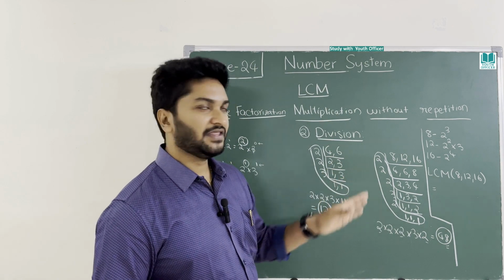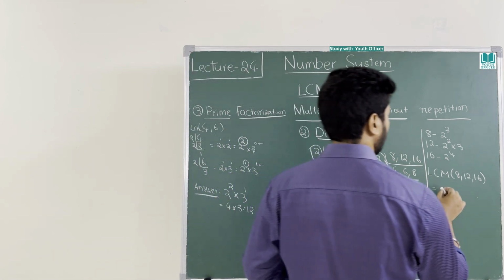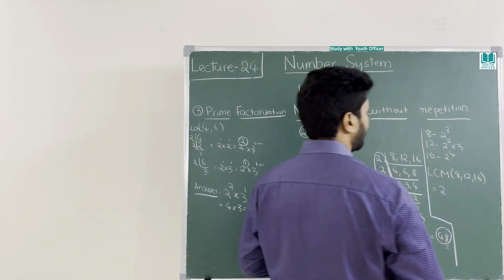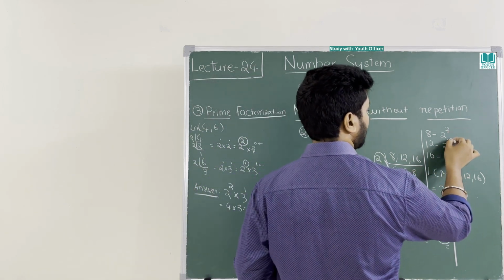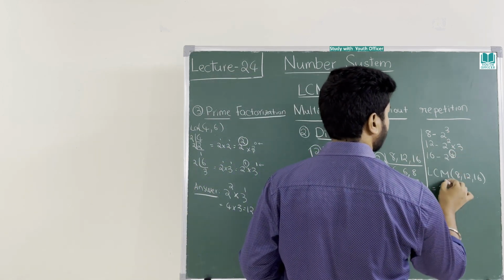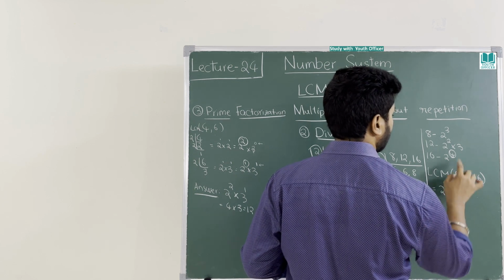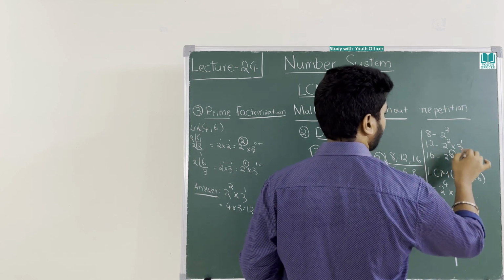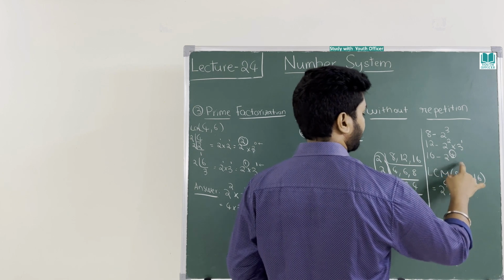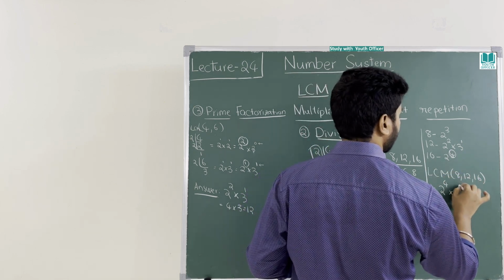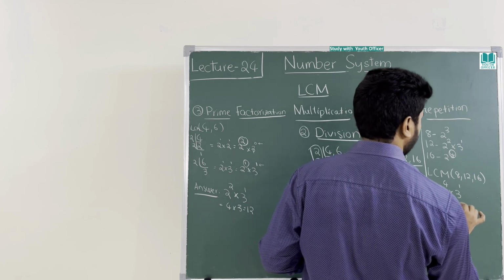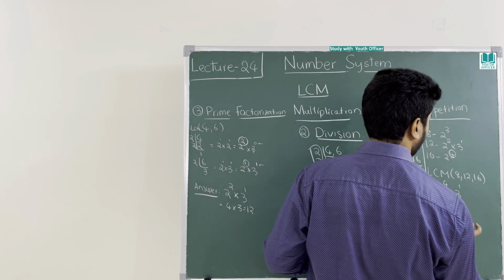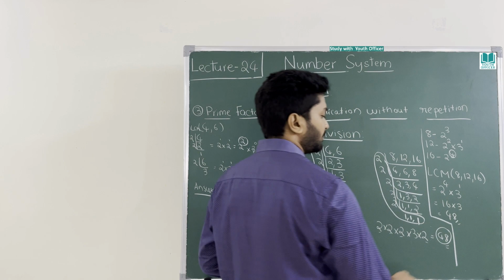What is common between them? 2. Okay. Even if there is nothing common, no problem. What is the highest power? 4. Here 3, 2, 4. 4 is the highest power. 4 into 3 is there, right? 3 power 1. Here 3 power 0. Here 3 power 0. That means directly 3 power 1 is the highest power. 16 into 3. This is 48. This is what we were supposed to get, right?